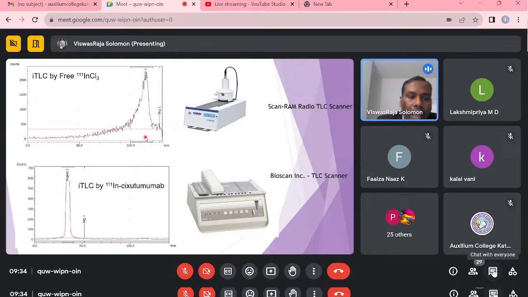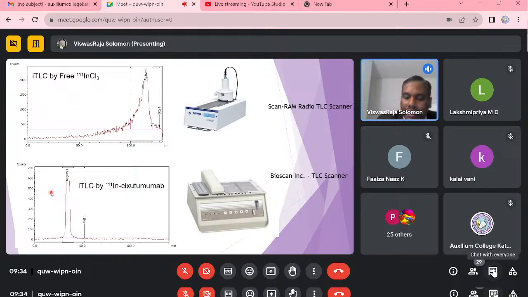Based on this ITLC, I can say I got more than 95% radiochemical incorporation onto my protein conjugate. Otherwise, it's called the radiochemical yield. If it has more than 95% radiochemical yield, we don't need to do further purification. We can take this tracer for further studies.